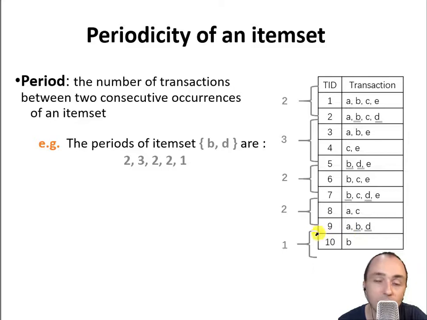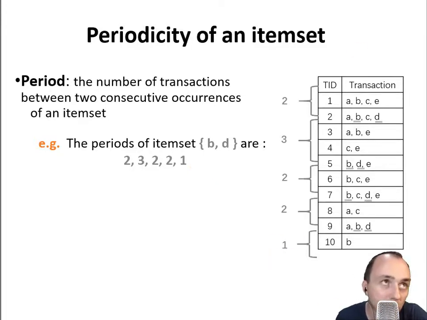And finally, it is the end of the database. This is also a special case. So here we say there's 1 transaction after BD, so we say the period is 1. So the periods of the item set BD are 2, 3, 2, 2, 1. So what does it mean? This means this is the time between every time we see BD. The first time there were 2 transactions, then 3, then 2, then 2, then 1.